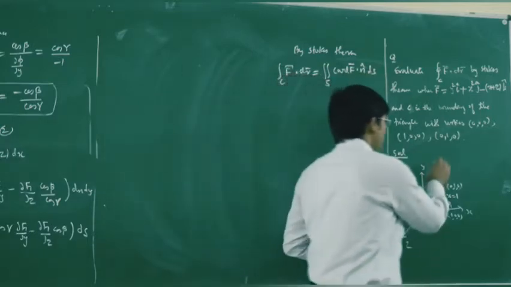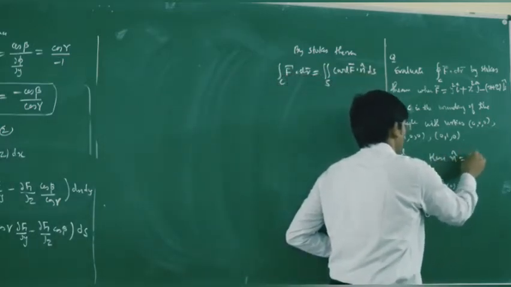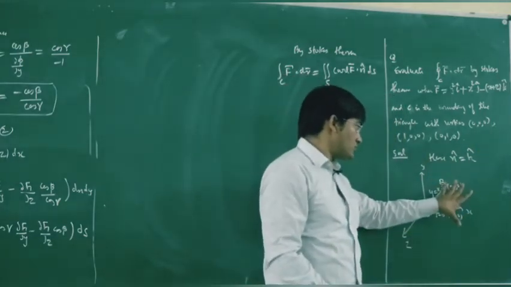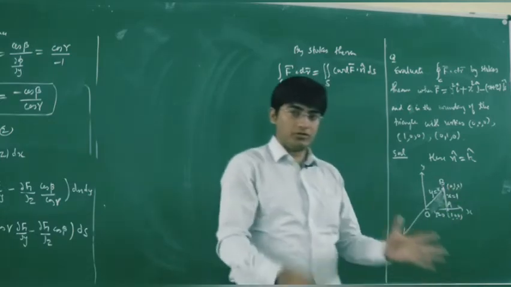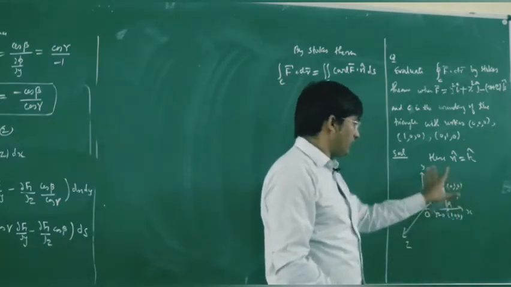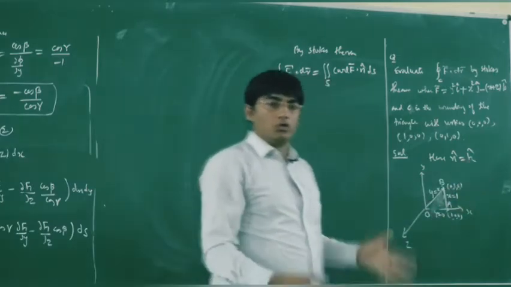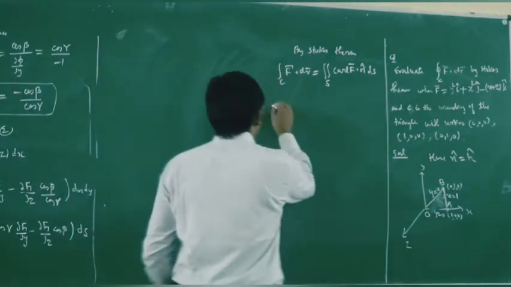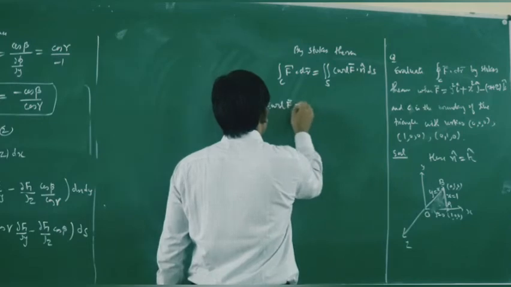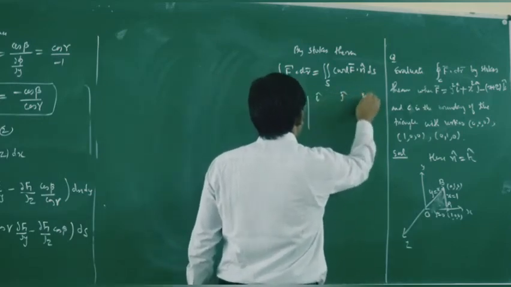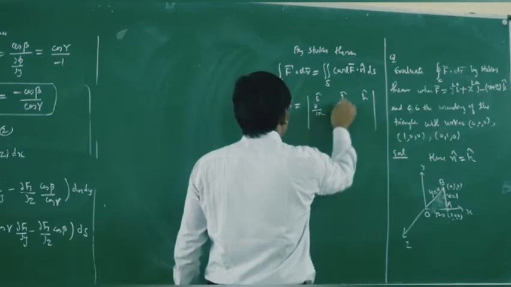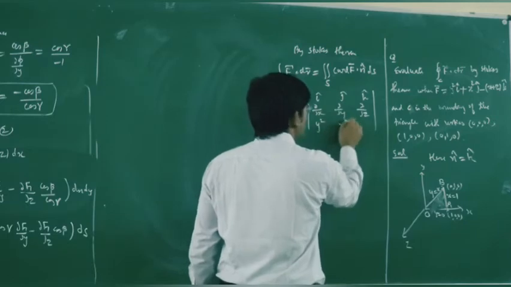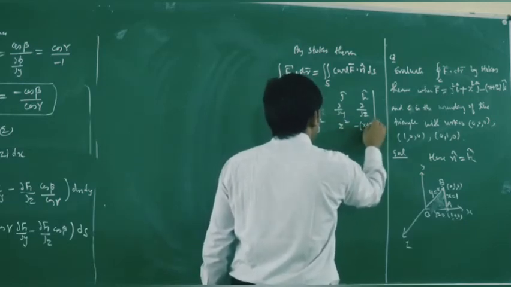Here your unit normal to this surface, to this triangle in the xy-plane, will be k. The normal to this plane is along the z-axis. So your n cap is k cap. So let us find out curl f. Your curl f will be equal to the determinant with i, j, k; del by del x, del by del y, del by del z; and then we have the components y square, x square and minus x plus z.